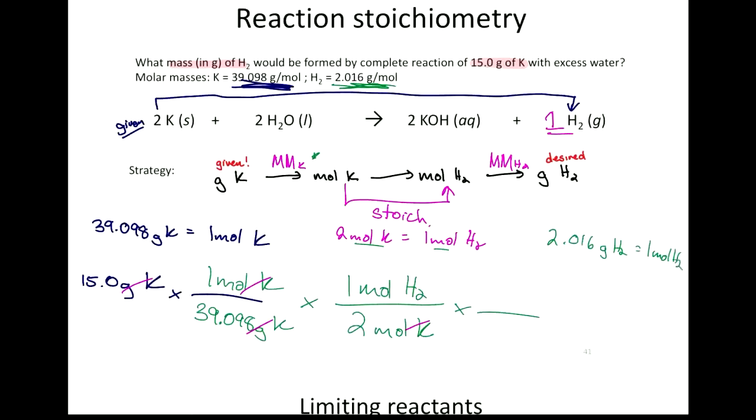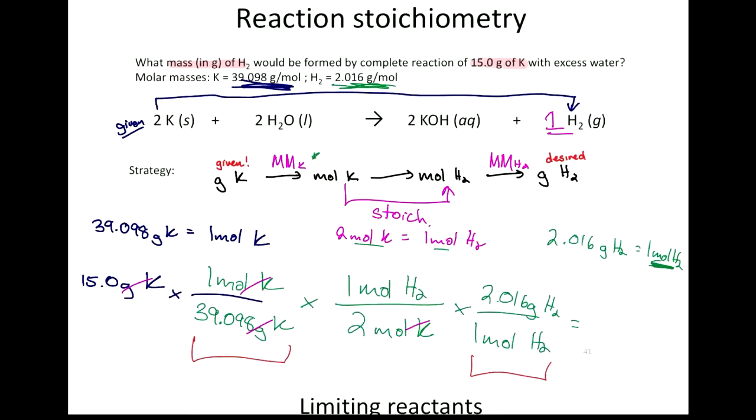Okay, so the 2.016 gram amount goes where? On the top or the bottom? On the top this time, because I want the 1 mole on the bottom. Yeah, on the bottom. 1 mole of hydrogen is 2.016 grams of hydrogen. And we're done. So basically, if you compare the last slide, all we did was add these 2 molar mass steps. That's it.